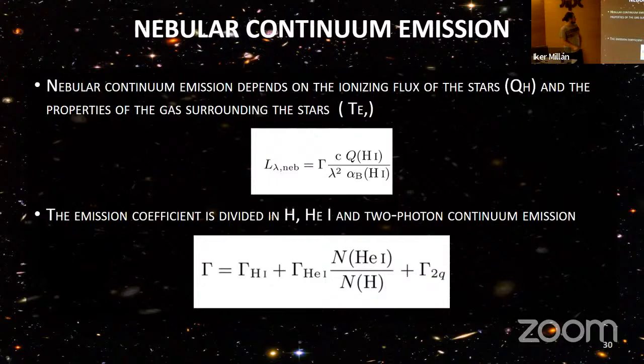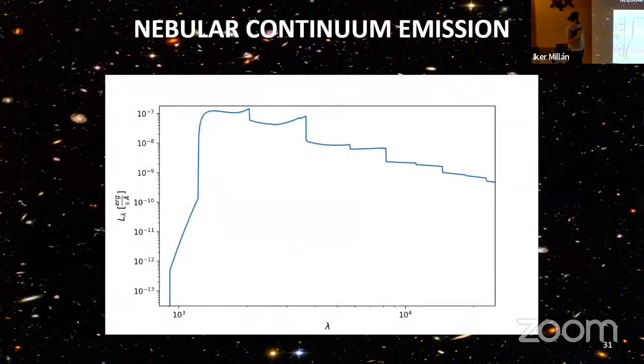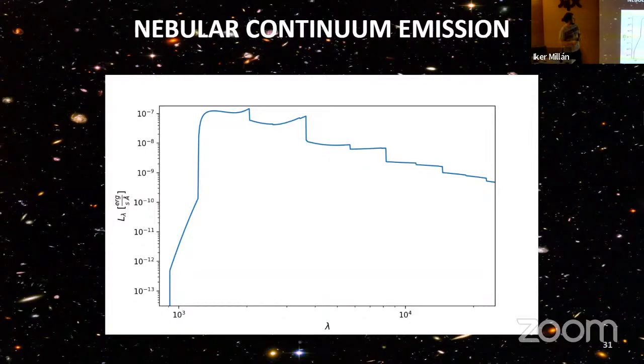So the emission coefficient is divided between the hydrogen, the helium, and a two photon continuum emission. Here you can see the nebular emission of a 15 megajoule solar metallicity source.